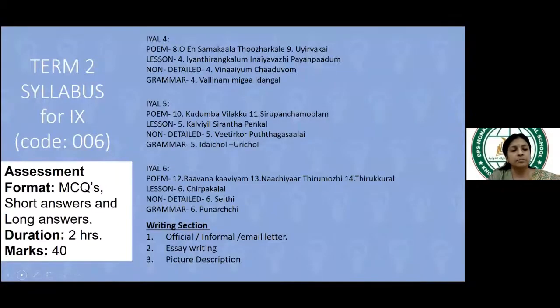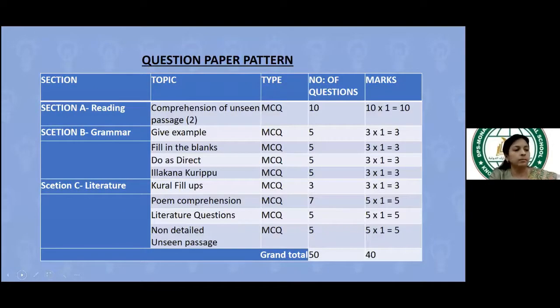Next slide, please. For term 2 syllabus, we have EL 4 to 6 plus writing section, which consists of official or informal or email letter, essay writing, and picture description. The assessment will consist of MCQs, short answer and long answer. Duration 2 hours and 40 marks plus internal assessment similar to term 1. Next slide, please. This is the question paper pattern for grade 9.